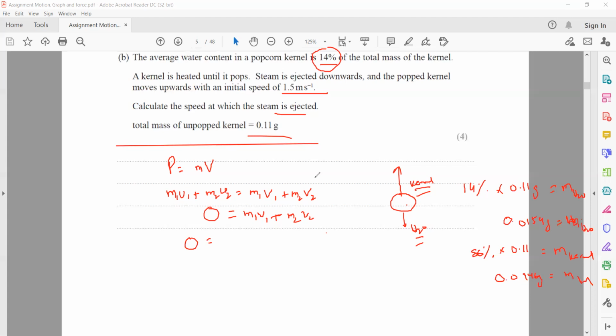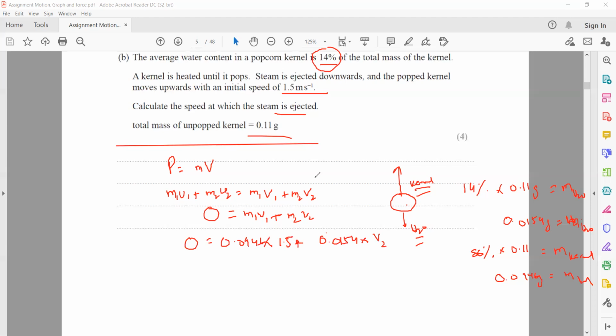So the final momentum: if the initial momentum is zero, the final momentum should also be zero. So the mass of the kernel, 0.0946, multiplied by 1.5, that is the speed at which it moves, plus the mass of the water, 0.0154, multiplied by the speed we don't know, v2.